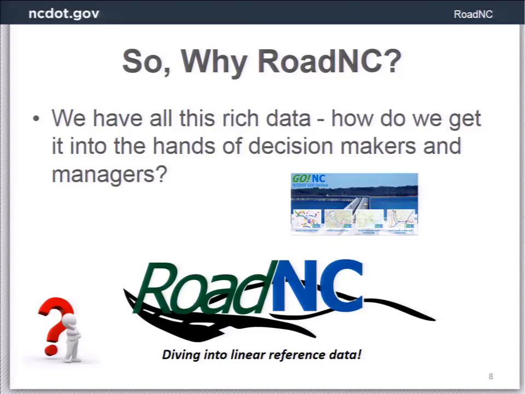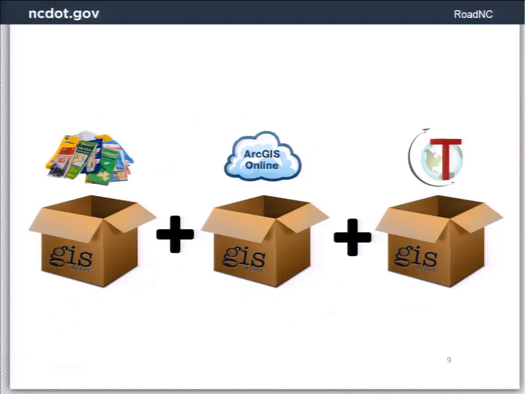With the Rome project, we have all this rich data. So how do we get it in the hands of decision makers and managers to view and analyze? To answer this question, we created map services of our existing data, which is the box on your far left, and leveraged two applications we had at our disposal, which is ArcGIS Online and Transcend's straight line diagram, which is an interactive web-based straight line diagram tool that would allow our users to, in greater detail, analyze their transportation data.